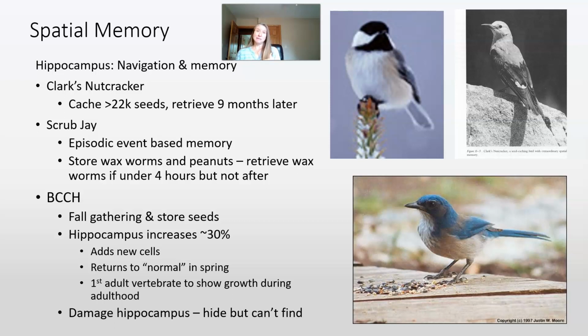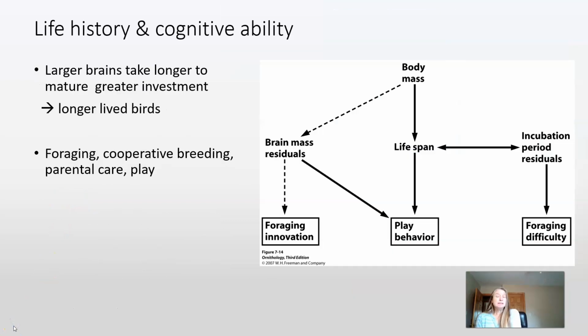If they damage the hippocampus, they hide the seeds, but they can't find them. So unfortunately, they've done some studies to show this. But yeah, if the hippocampus is damaged, the seed storing and hiding behavior still occurs, but they're no longer able to retrieve them. So growing brains takes time and it takes energy to have large brains.